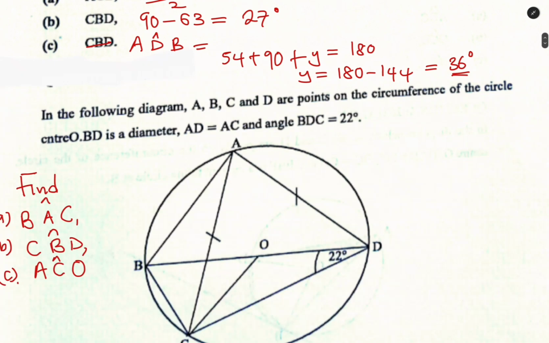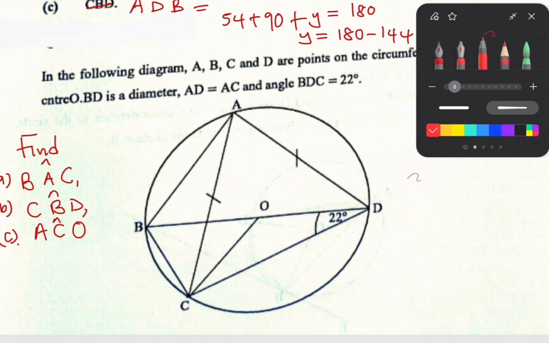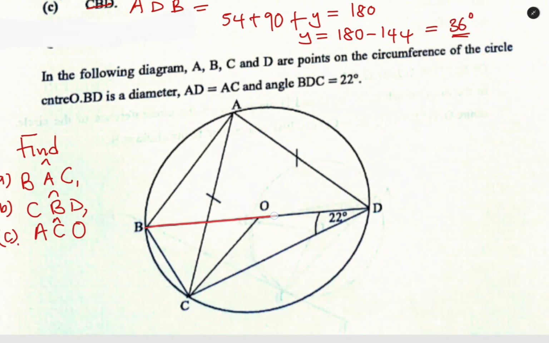So the second question is this one. In the following diagram, A, B, C, and D are points on the circumference of the circle with center O. BD is a diameter, and you know that the diameter cuts the circle into two equal parts. Then we are told that AD is equal to AC, so these sides are equal. When you have sides that are equal in a triangle, just know that that is an isosceles triangle.